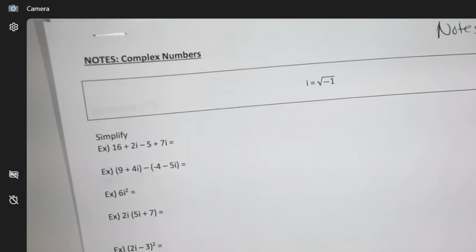Hooray, hooray. Oh, unit circle? Yep. What? It's coming back.